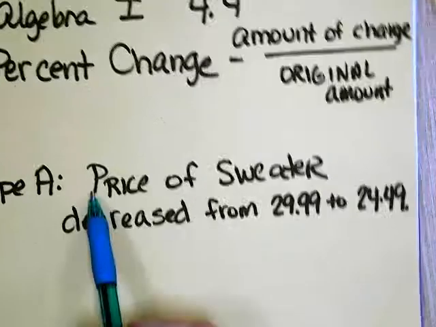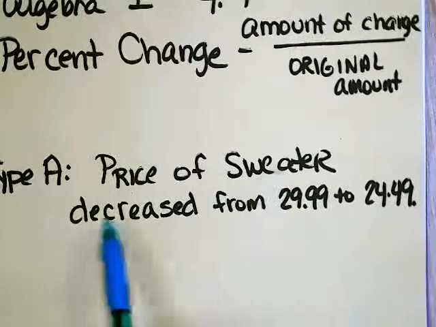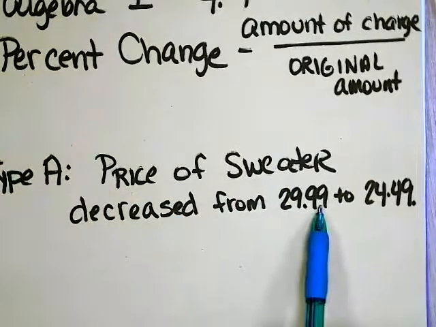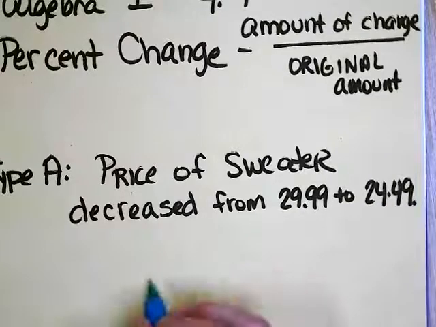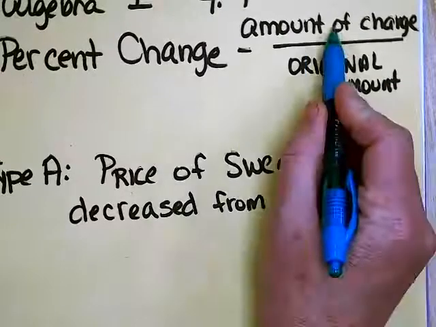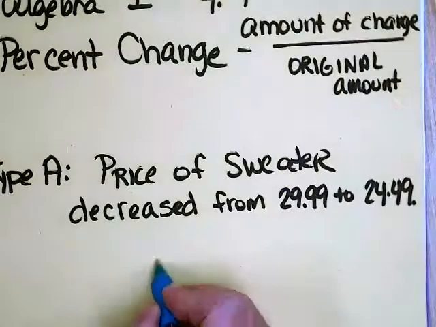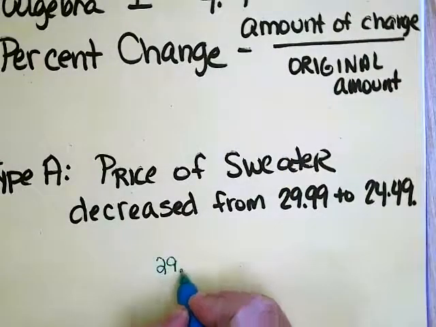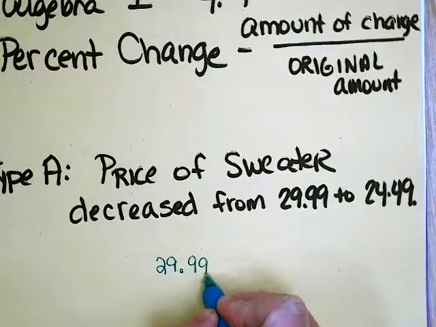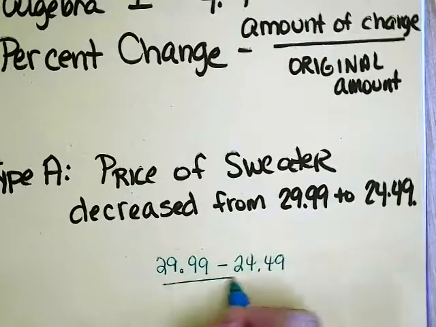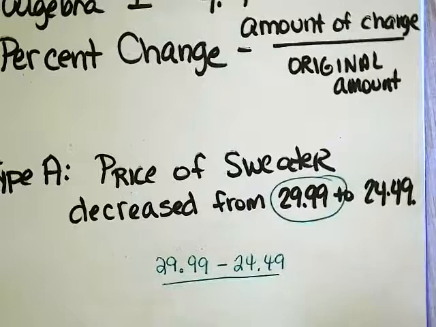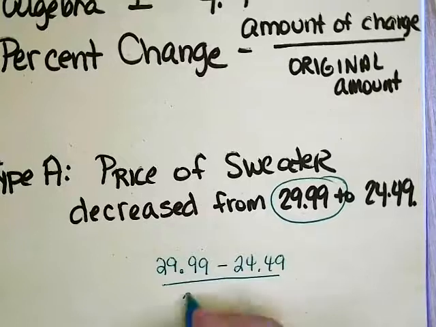Let's look at example A. The price of a sweater decreased from $29.99 to $24.49. So the first thing you have to do is find the amount of change. That means you're going to do a subtraction problem: $29.99 minus $24.49 over the original amount. I would circle that first number every single time so that you know it goes on the bottom.